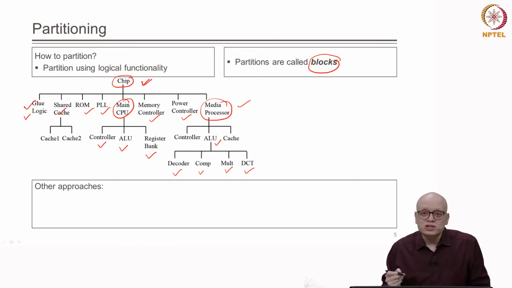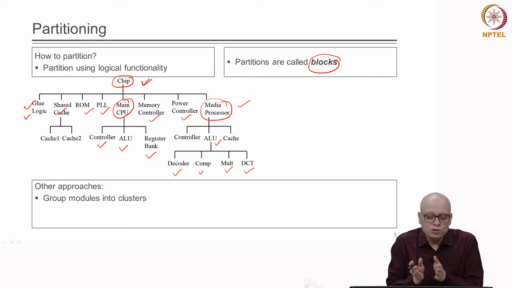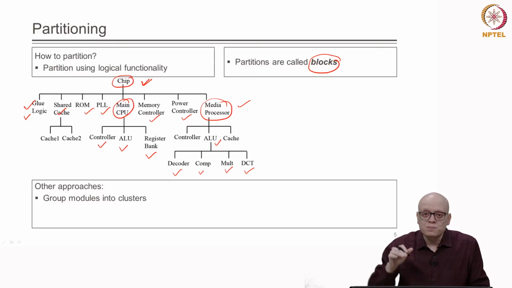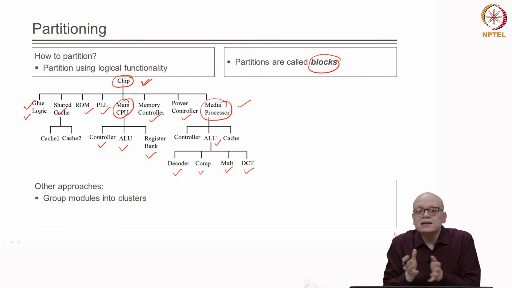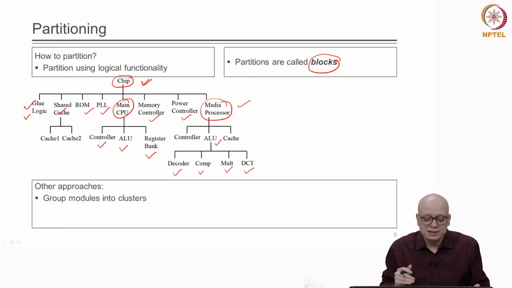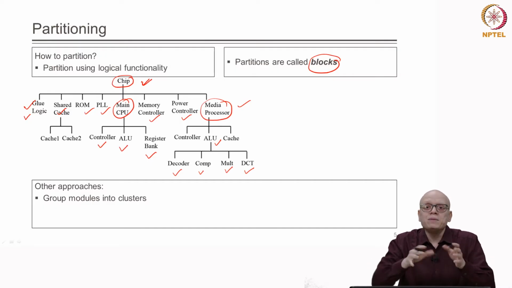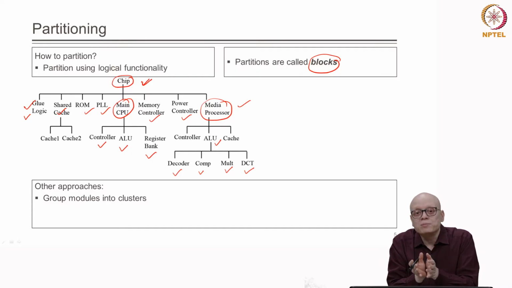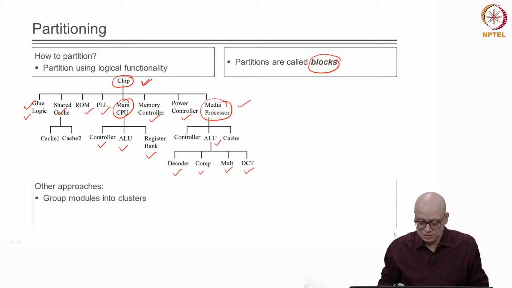Now, there are other approaches to partitioning. For example, we can group modules into clusters. We have a big design consisting of various modules, and based on some similarity we group together some of the modules and create hierarchies of modules. That is another way to do the partitioning. It may not be with respect to functionality; we may just be partitioning based on how big a block is, clustering modules together and grouping them into the same block.